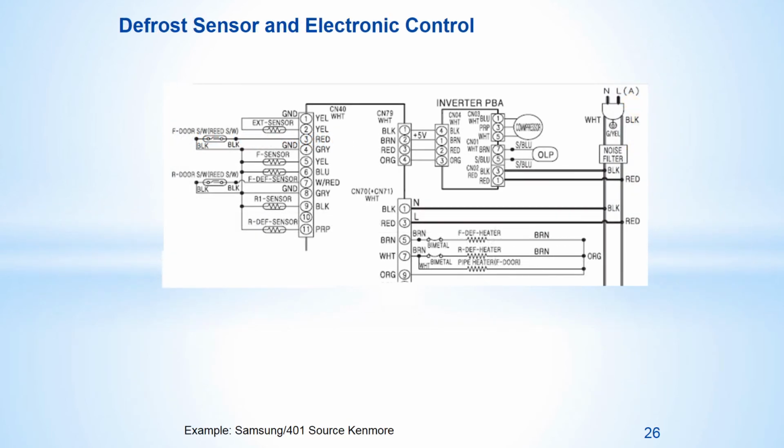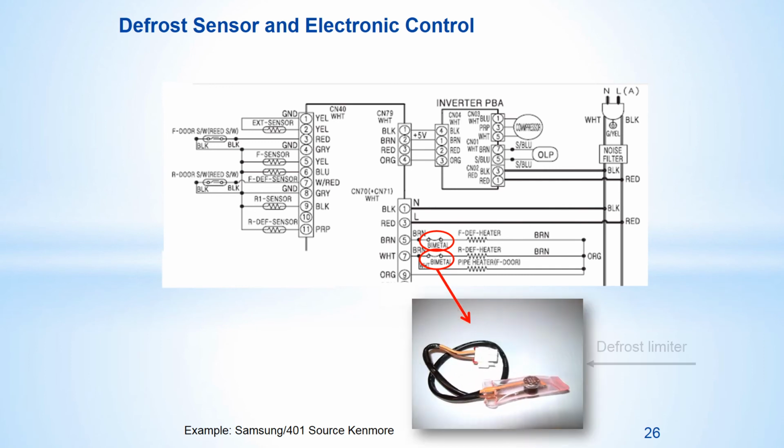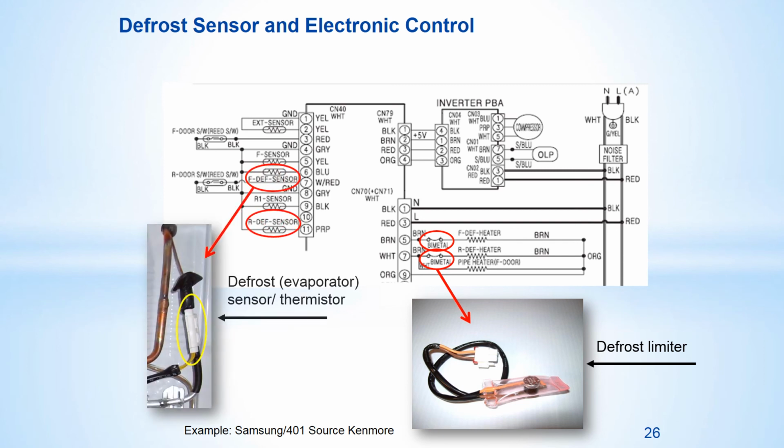Electronically controlled refrigerators operate a bit differently than electromechanical models. This is a Samsung dual evaporator, for example. The bimetal limiter or thermal fuse is still in series with the heater. However, the control board programming determines when the defrost cycle is initiated, and the control board then monitors the defrost sensor, which is measuring the evaporator temperature, to know when the defrost cycle is complete.